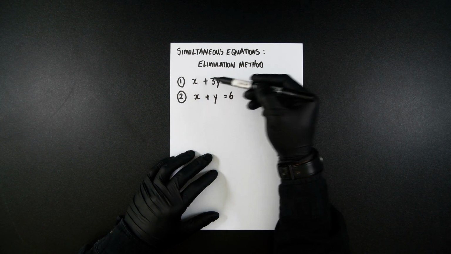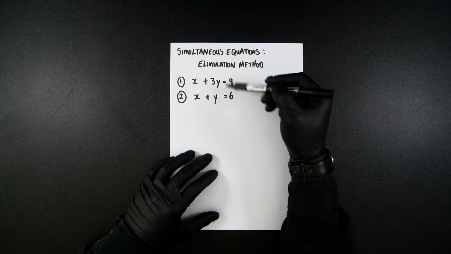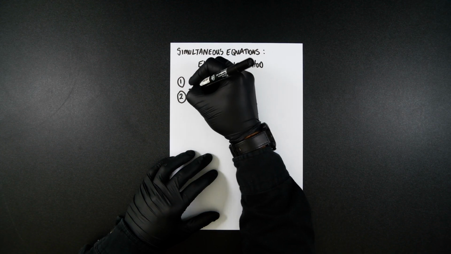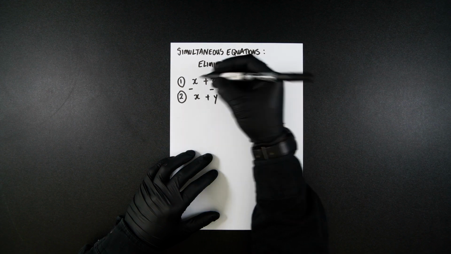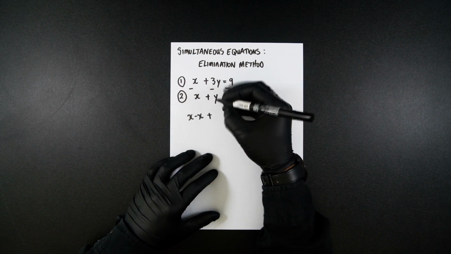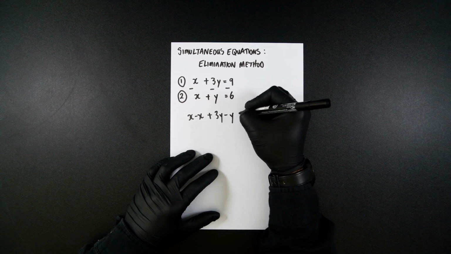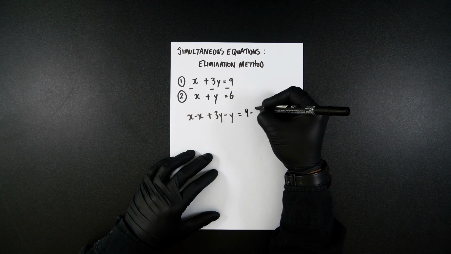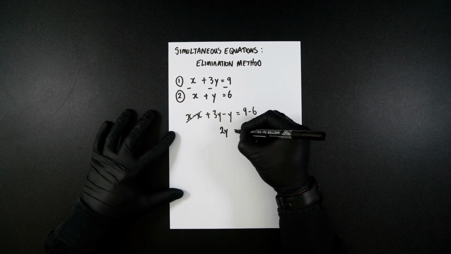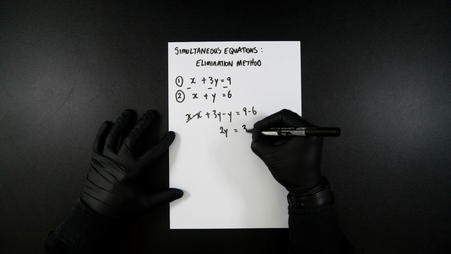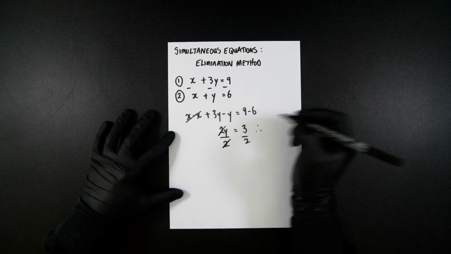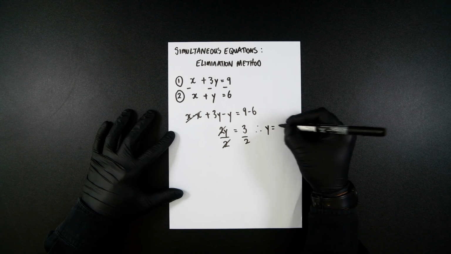You have equation 1, x plus 3y equals 9, and equation 2, x plus y equals 6. The variables here have the same coefficients, which are 1, which means that you can subtract each of the parts from each other. So x minus x, plus 3y minus y, which equals 9 minus 6. x minus x disappears, 3y minus y is 2y, and 9 minus 6 is 3. Therefore, if we divide both sides by 2, eliminating the 2 on the left-hand side, y would equal 3 over 2, or 1.5.